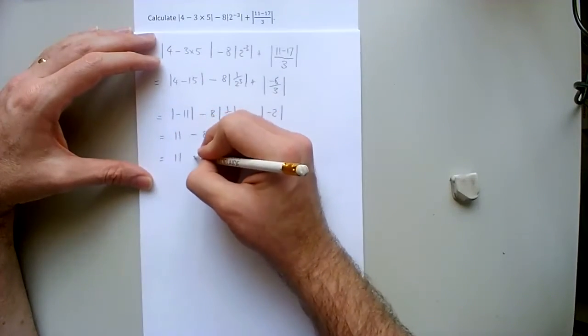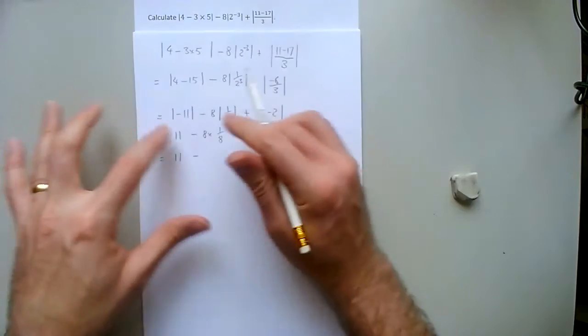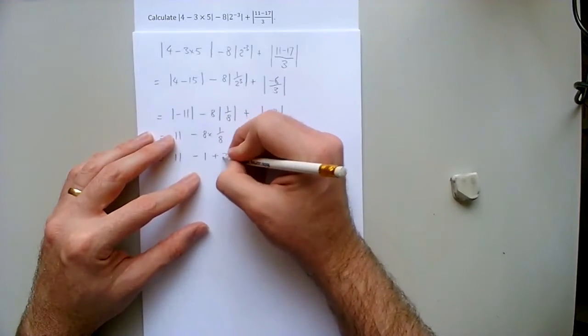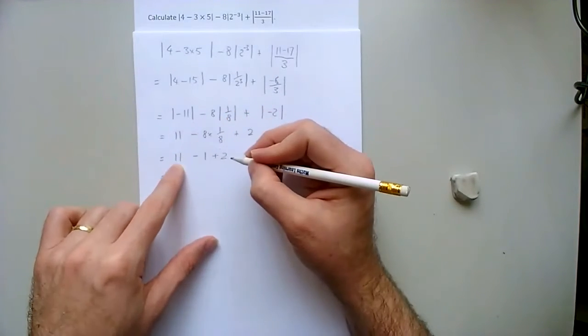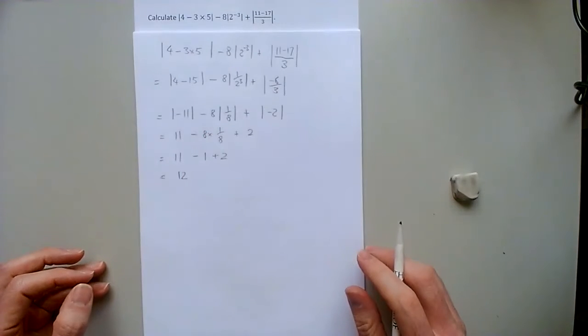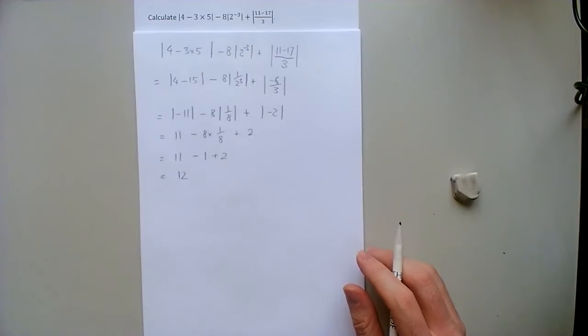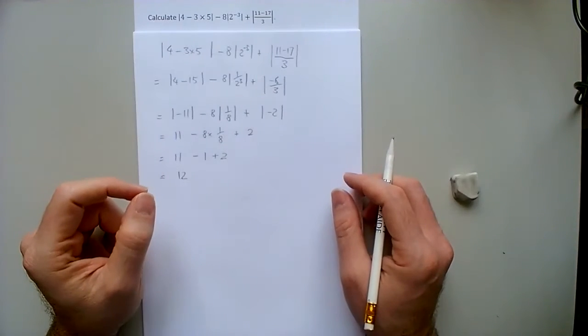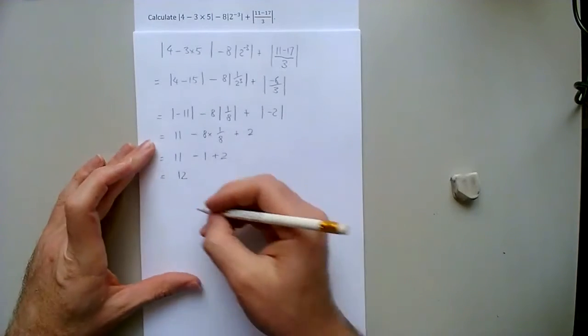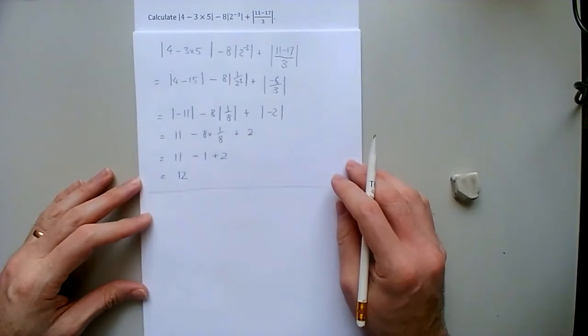So I've got this times has to be done before the other things around it. So that'll be 8 times an eighth, which would be 1. And so 11 minus 1 is 10, plus 2 is 12. I reckon I could have done that just a little quicker if I'd used some of the rules for how absolute values interact with times and divide and that sort of thing. I'm just going to give it another go and see if I can do it a bit quicker.